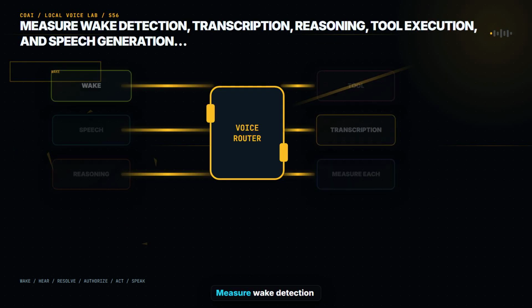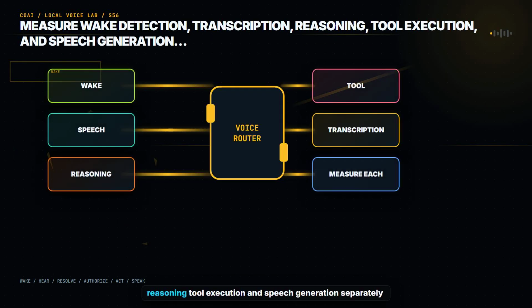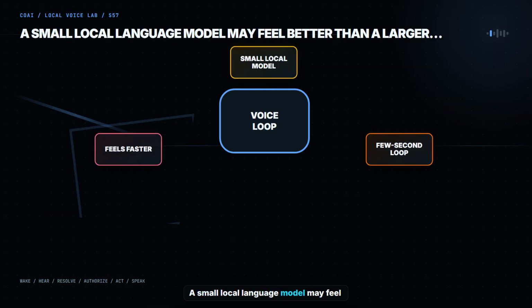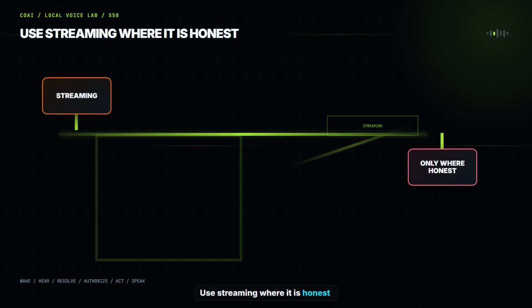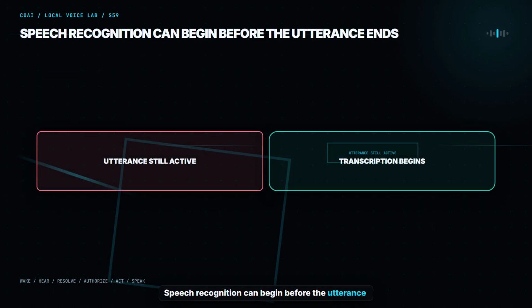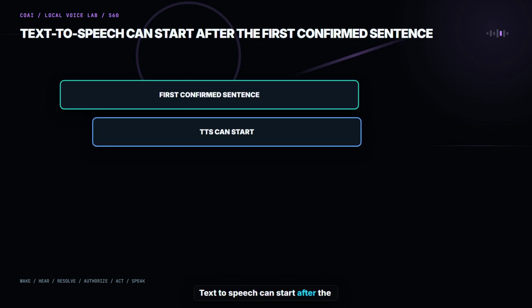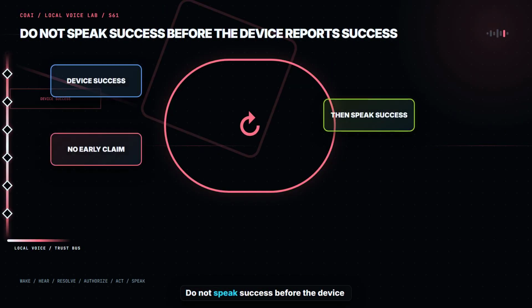Latency is the product. Measure wake detection, transcription, reasoning, tool execution, and speech generation separately. A small local language model may feel better than a larger one if it keeps the interaction under a few seconds. Use streaming where it is honest. Speech recognition can begin before the utterance ends. Text-to-speech can start after the first confirmed sentence. Do not speak success before the device reports success.